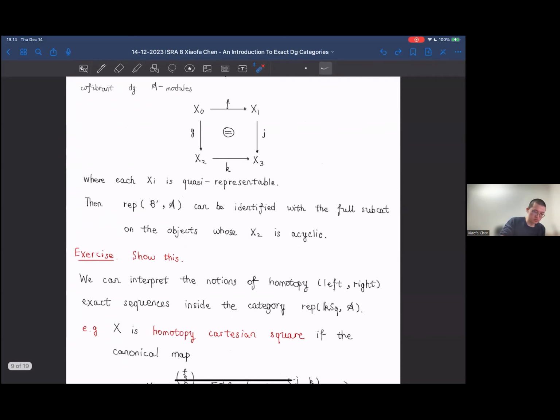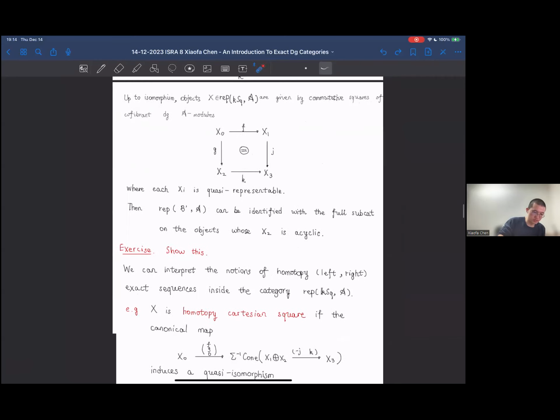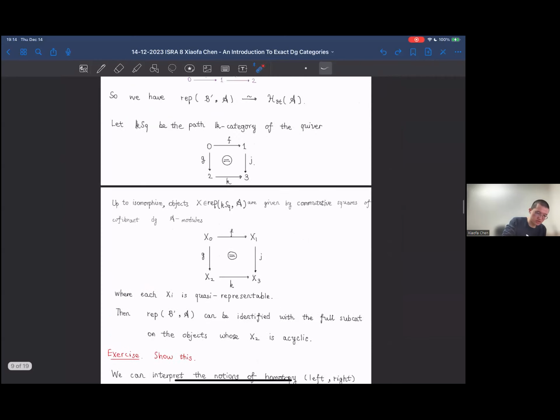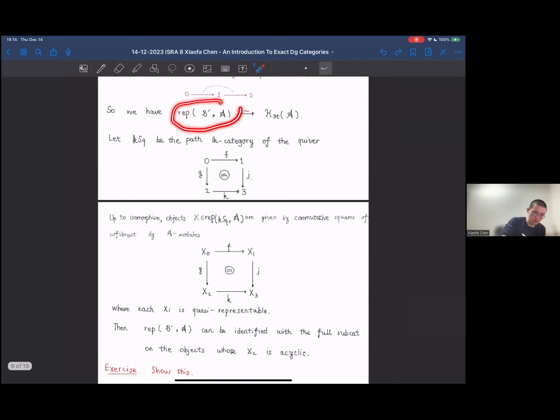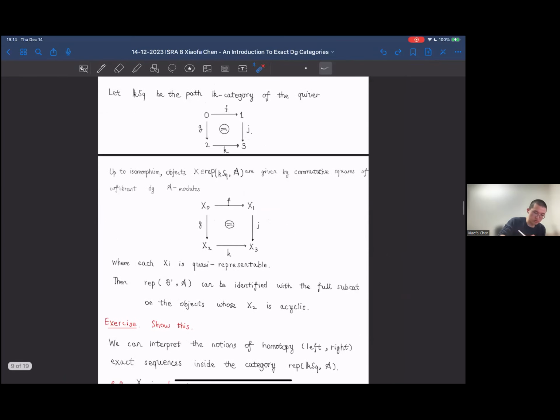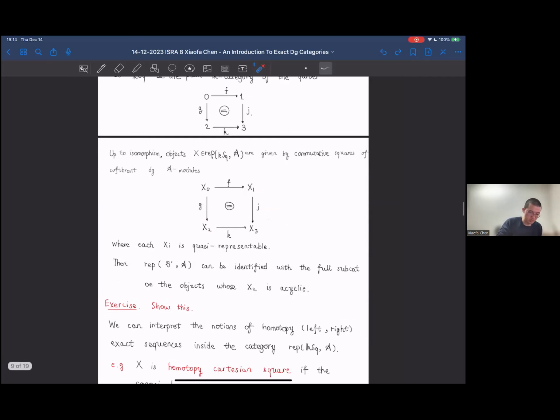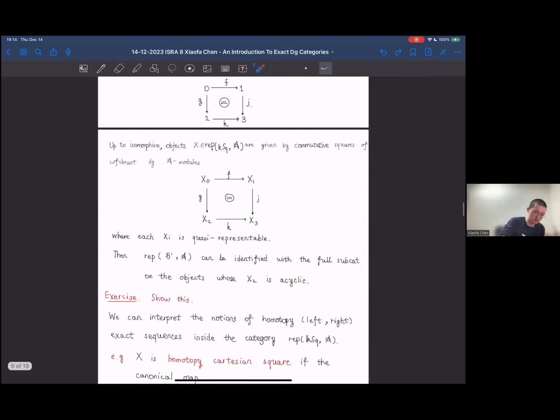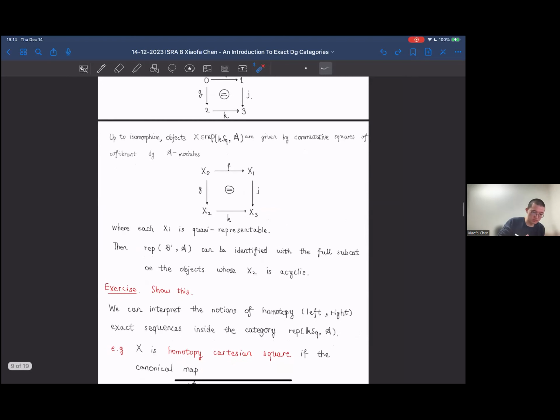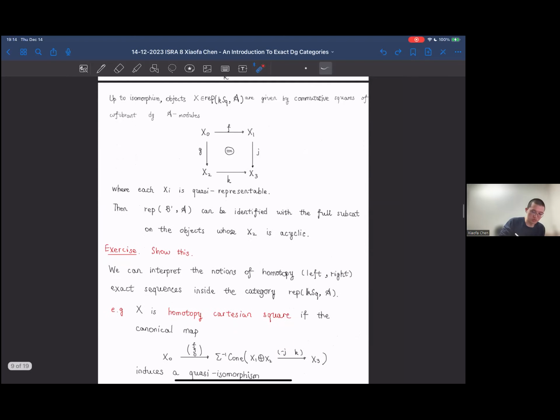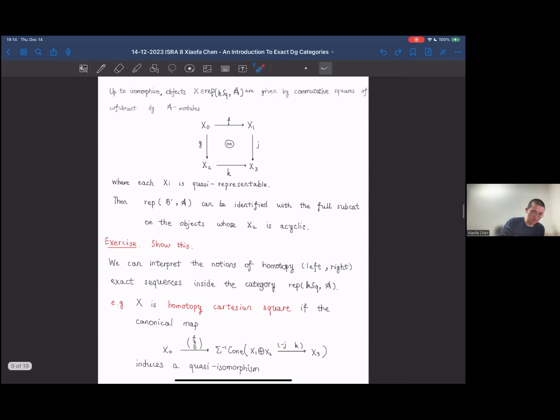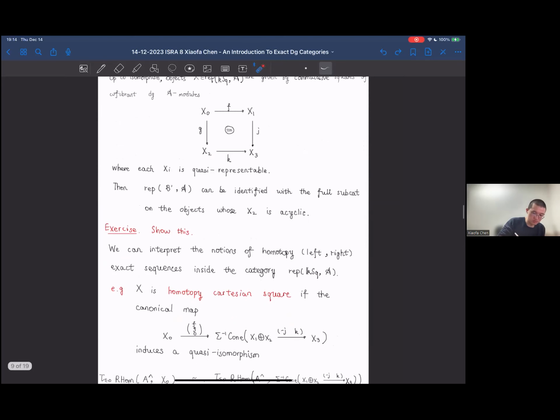And then let's go back here. On the left-hand side, this category can be identified with a full subcategory of this category, where this object is acyclic. And I think it's an easy exercise to show this fact. And so we can interpret the previous notions of homotopy left exact, homotopy right exact, and homotopy exact sequences inside this category Rep from k squared to A.